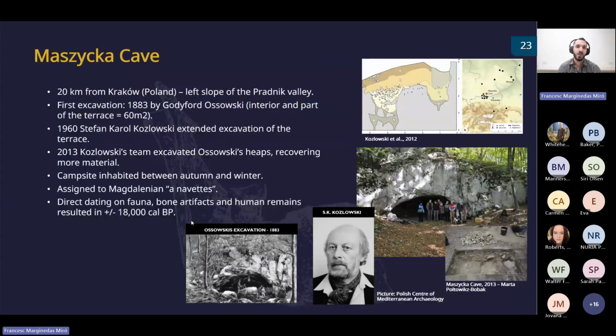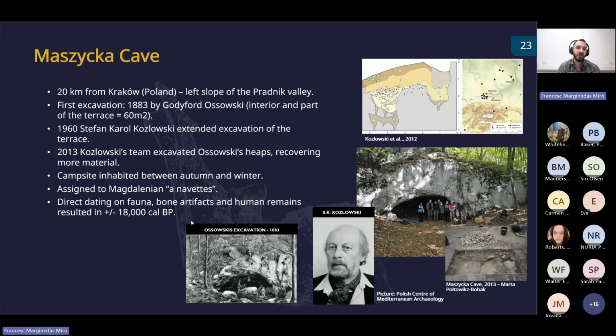So now we jump through time, and I will talk about a much more modern site compared with Gran Dolina, and this is the Upper Paleolithic site of Maszycka Cave. So Maszycka is a cave located around 20 kilometers from the city of Krakow in Poland, in the left slope of the Bratnik Valley. The first excavation took place in 1883 by Władysław Ossowski, who excavated the interior part of the cave and part of the terrace, about 60 square meters.